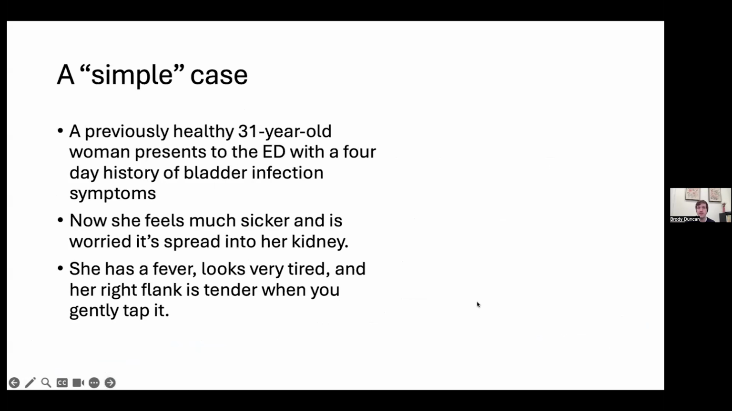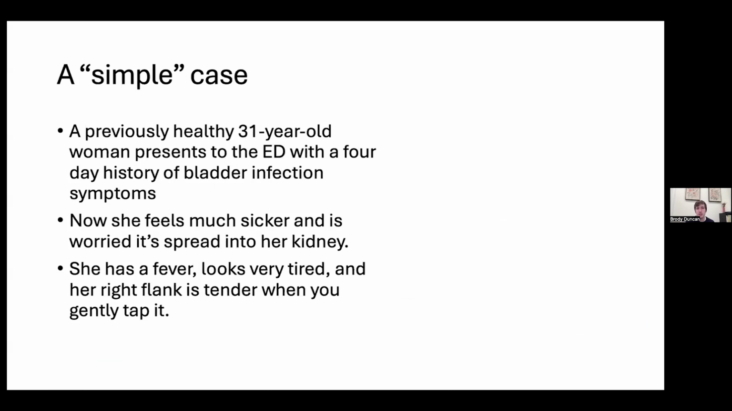So I'll start with a very simple case. Let's say we have a previously healthy 31-year-old woman who comes to the emergency department because she's got a 4-day history of typical bladder infection symptoms: burning when she pees, having to pee all the time, having this urgency. She wasn't able to make it to see her family doctor because of life reasons. And now she's actually feeling quite a bit sicker. She's feeling feverish and nauseous. She's worried it might be going up her kidney.